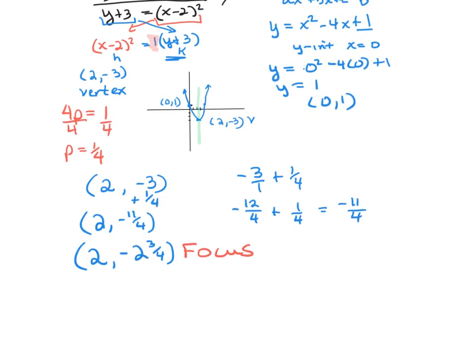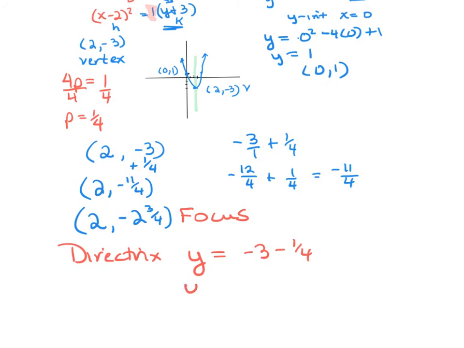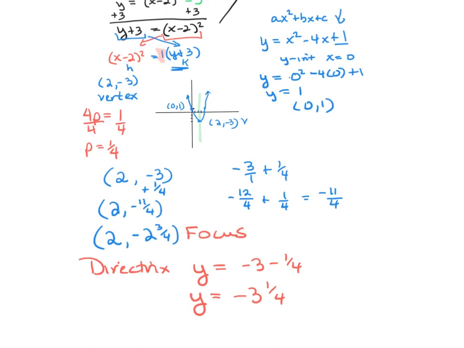For the directrix, again, the variable that we added the p-value to was the y, so it's going to be y equals. And now I do the opposite of p. So to get the number that's going to go in here, I'm going to do negative 3 minus 1/4. So my directrix is going to be y equals negative 3 and 1/4. My axis of symmetry is the equation x equals 2.